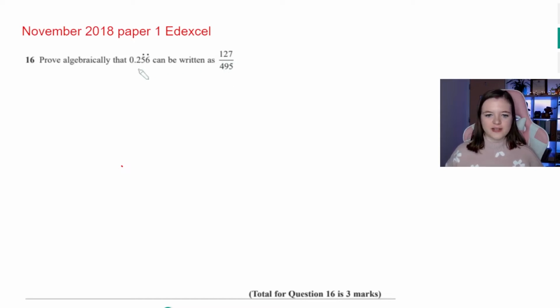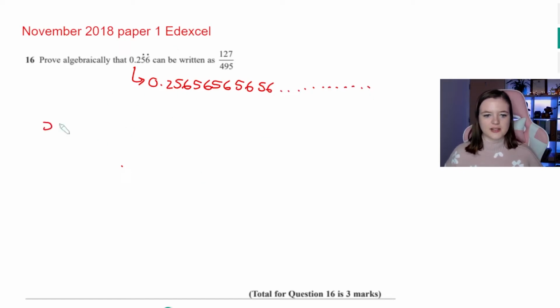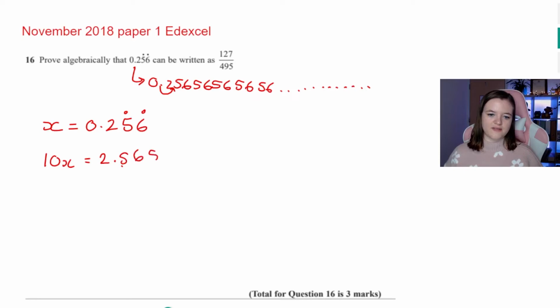Okay then, so first thing is to figure out what that is going to look like. So we've got 0.2 and then these two are repeated forever because that's where the dots are above them. So 5, 6, 5, 6, 5, 6 forever and ever. And then let's get stuck in. So we've got x is equal to 0.256 with the dots above those. And then 10x is going to be, shuffle it along one, is equal to 2.565 with decimal point.